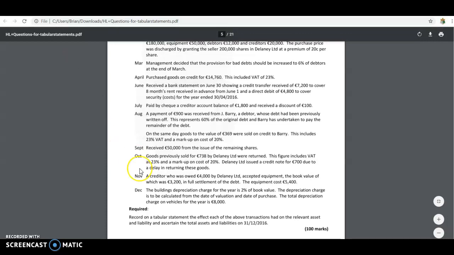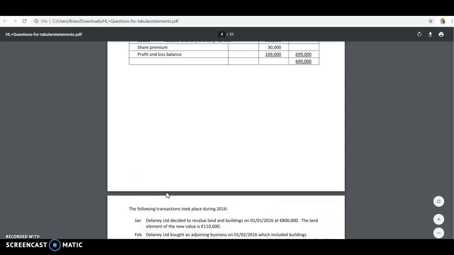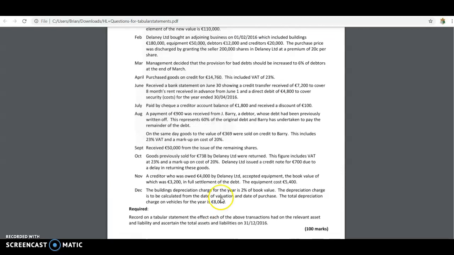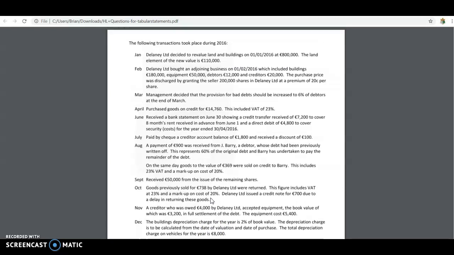The one thing to watch out for here, and I mentioned this when I was looking at the January one, is the buildings depreciation charge. When I revalued land and buildings at 800, it was noted that the land element was valued at 110. So I'm not going to depreciate the land, I'm going to depreciate just the building. So 800 for land and buildings, take away 110 for land, is 690,000 for buildings, and that's what I'm going to depreciate. It's from the date of valuation.